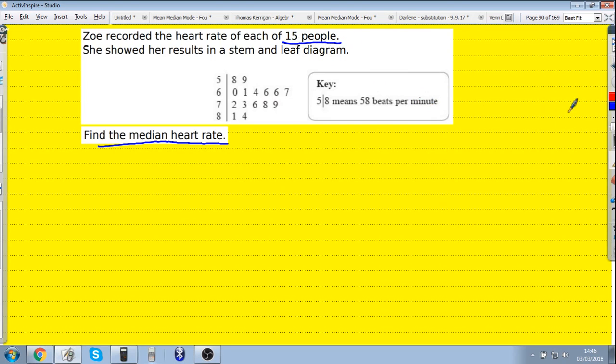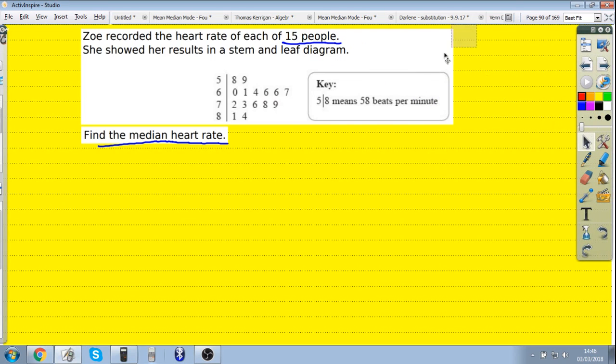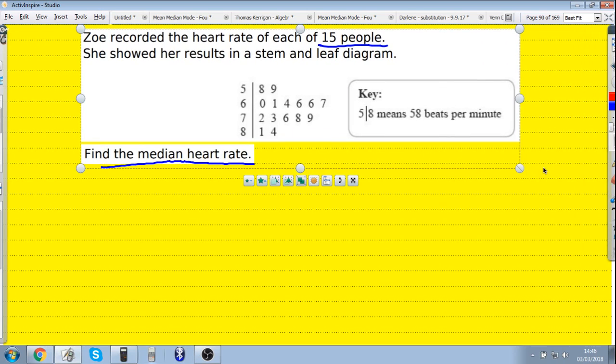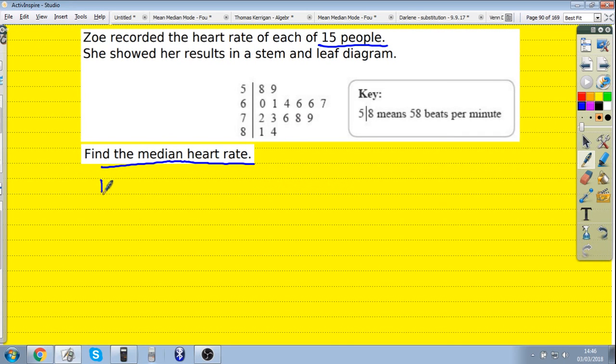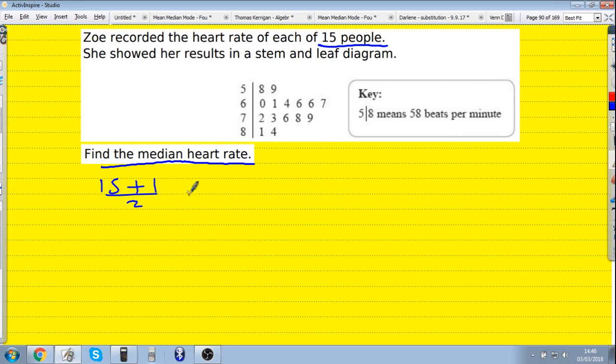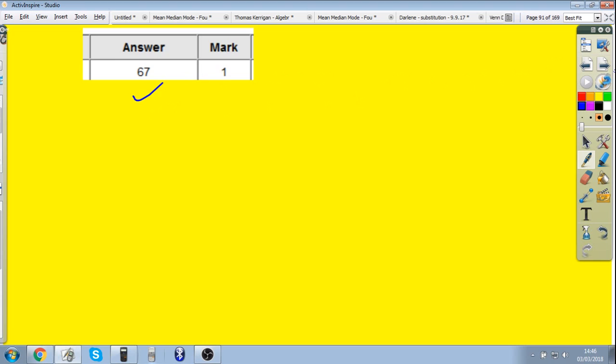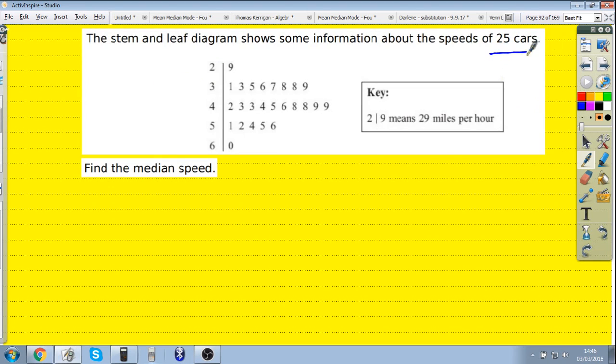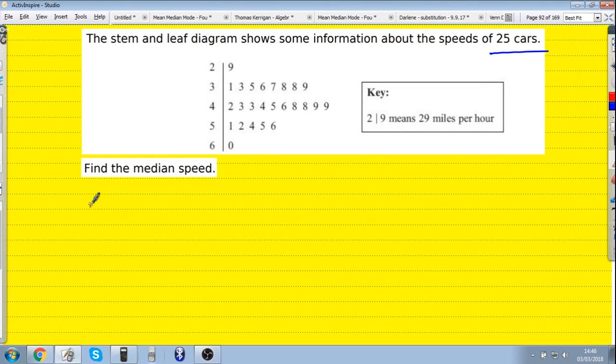This is 15 people. So I do 15 plus 1 divided by 2. Yeah. So I need to find the 8th number. So that would be, is that 67? So that is 67. Yep. So that is 67. Okay, this one. So I do 25 plus 1 divided by 2. Yeah. So 13th number. So that would be.